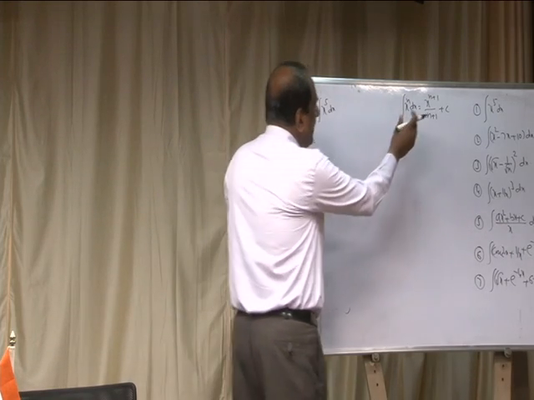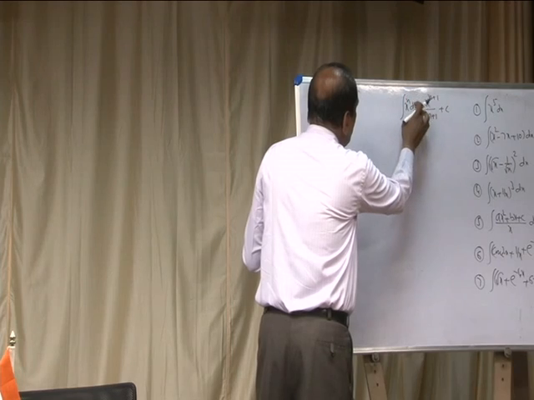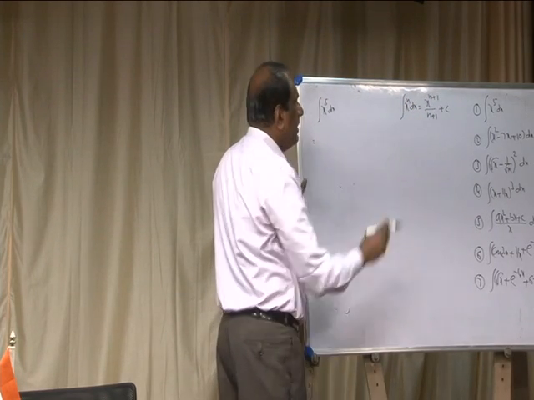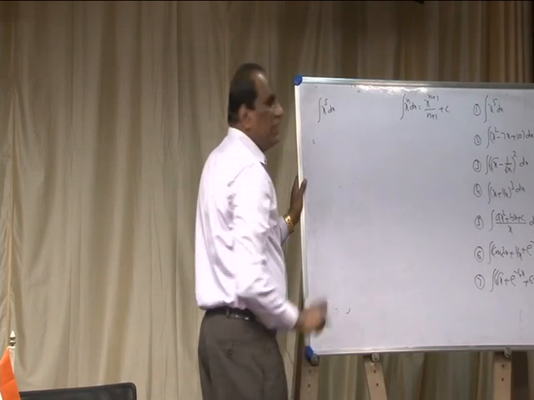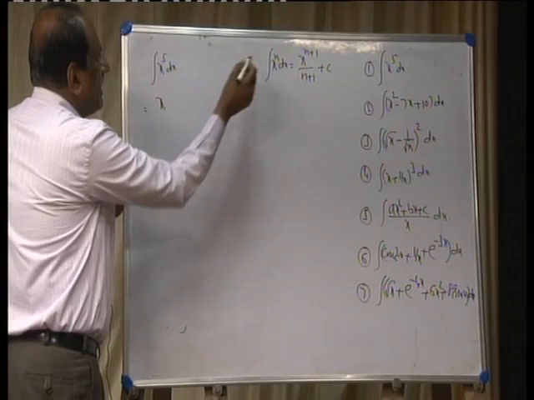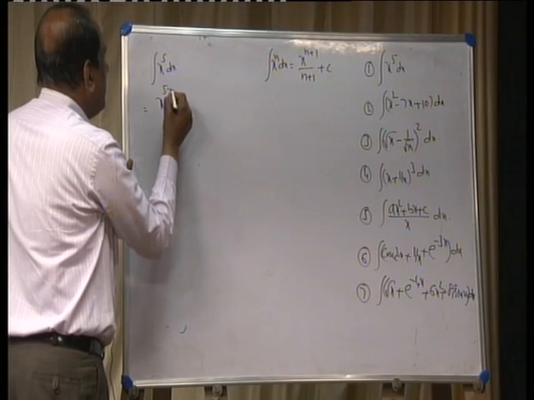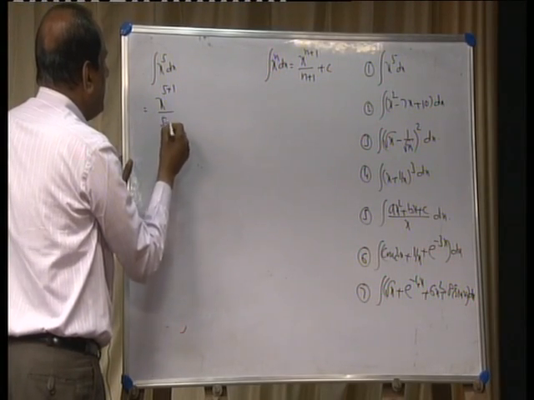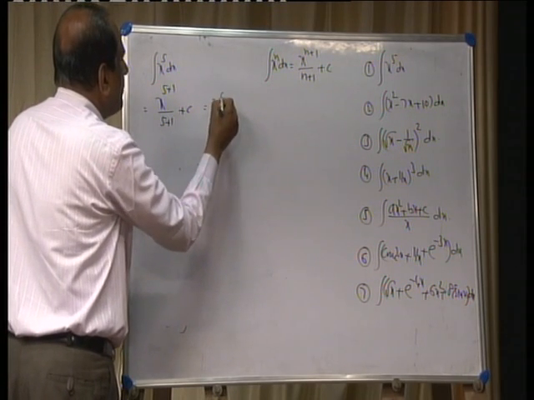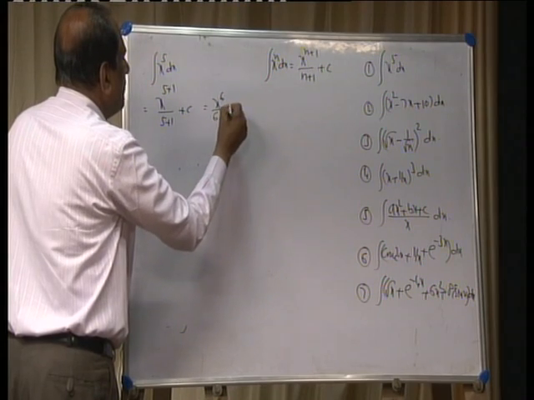Now, on the basis of this formula, x power n dx is equal to x power n plus 1 divided by n plus 1. What is the n value? The n value is 5. Therefore, x power n plus 1 means 5 plus 1, divided by 5 plus 1, plus c. So, we get the answer x power 6 by 6 plus c.